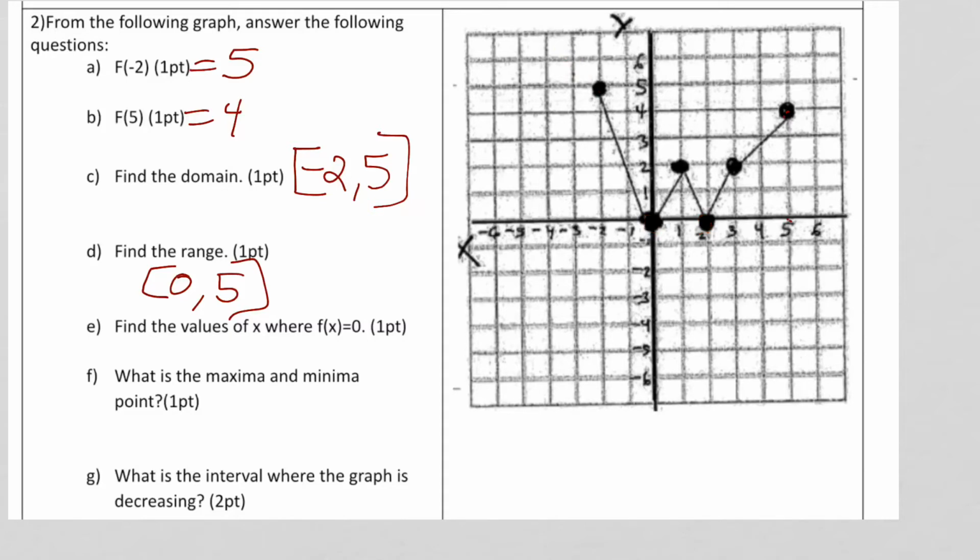All right, now let's take a look at E. Find the values of x where f of x equals 0. So where is the output, the y, 0? Well, I see one here. This is at 0, 0. I see one over here. This is at 2, 0. So what are those x numbers? It's 0 and 2.